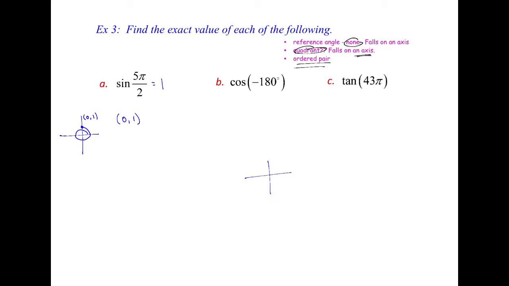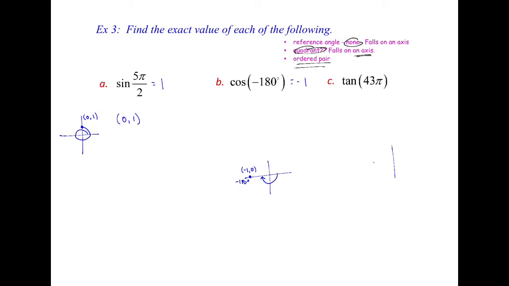Cosine of negative 180. So negative in this direction. Negative 180. What's that ordered pair? You're going to the left 1, so that's negative 1. You're not going up or down. And so cosine is the x value. Therefore cosine of negative 180 would be negative 1.